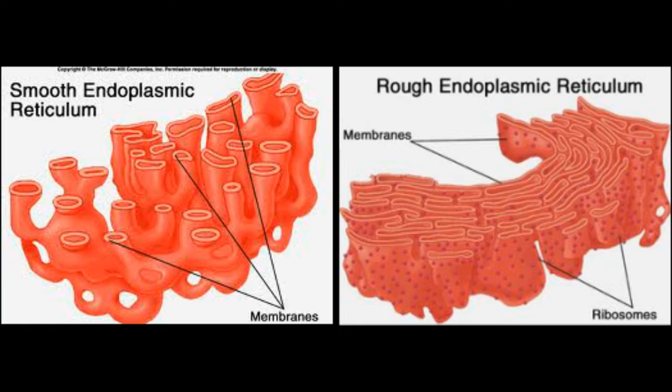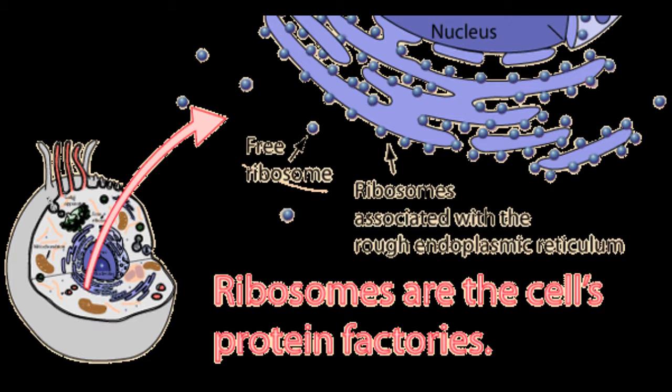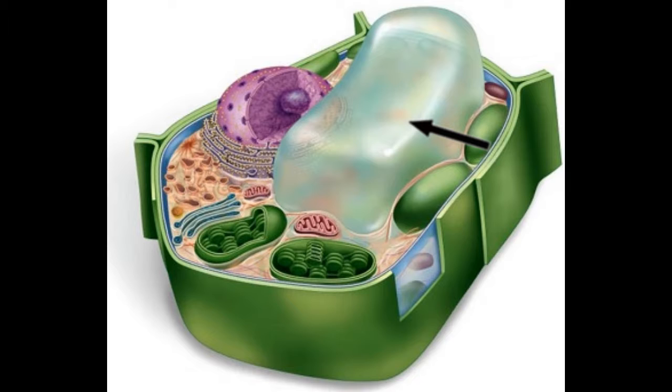Smooth endoplasmic reticulum makes synthesis of lipids. Rough endoplasmic reticulum. The ribosomes attached to it allow a kind of synthesis of protein. Ribosomes. RNA is translated into protein. Vacuole. A sac that holds nutrients such as water.